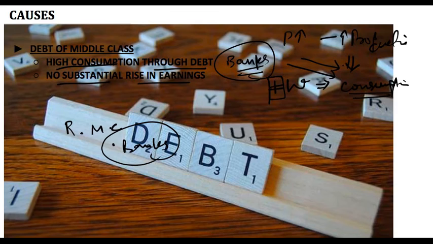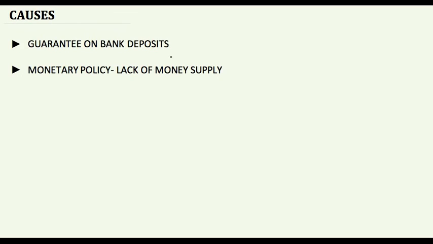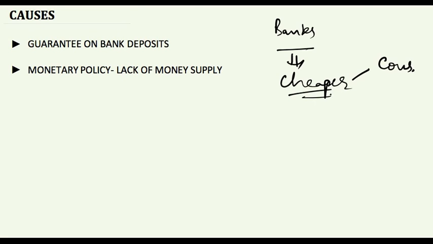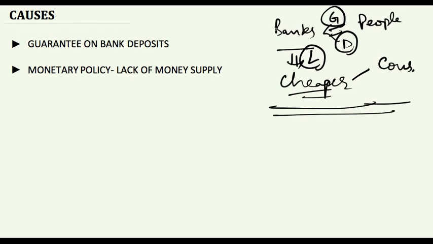Let's come to the third one, guarantee on bank deposits. How did it happen? First of all, banks were providing cheaper debts to the middle class and enabling them to consume more. At the same time, there was no guarantee on the deposits made by the people in these banks. So, these are the loans given by banks, and banks are receiving certain deposits from the people. There were no guarantees on these deposits. How it affected the Great Depression was the problem with the profits of the banks after the stock market crash.